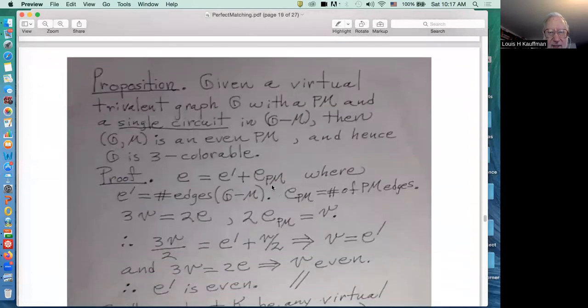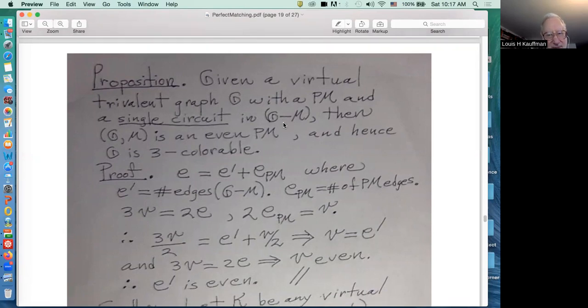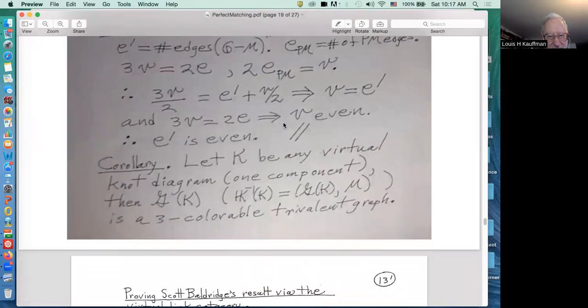Another proposition is that if you have a virtual trivalent graph with a perfect matching, it's got some virtual crossings in it, and a single circuit in the complement of the matching edges, then GM is an even perfect matching, and so it will be three-colorable. And the proof of this is, again, by that same translation. I think, in the interest of time, I shouldn't bother you about this other than state the result. Let K be any virtual knot diagram, one component virtual knot diagram. Then the corresponding graph is a three-colorable trivalent graph.